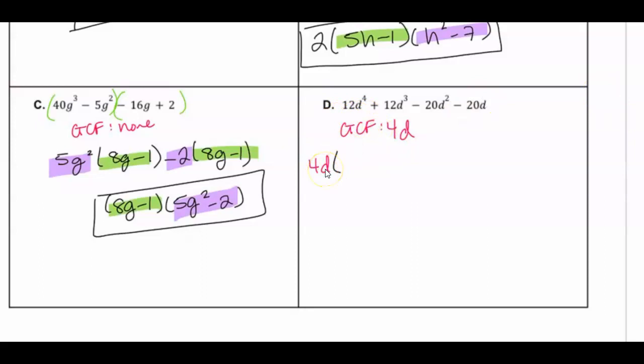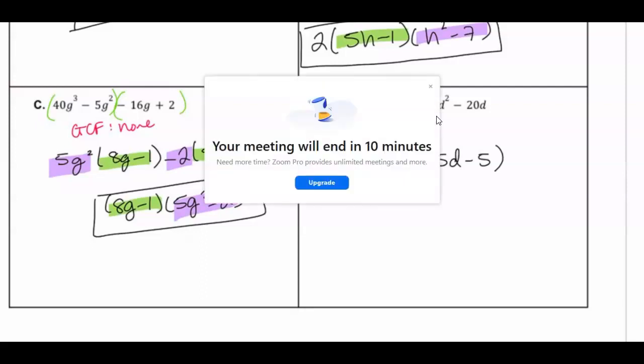4d times 3d cubed is going to give you 12d to the 4th power. 4d times 3d squared is going to give you 4d cubed. 4d times negative 5d will give you negative 20d squared, and 4d times negative 5 will give you negative 20d. Now that you pulled out the GCF, now you can draw your parentheses.